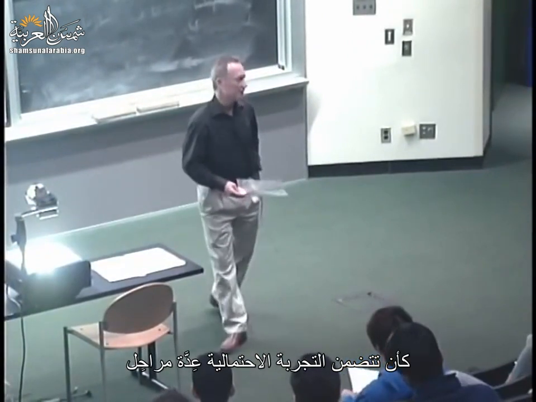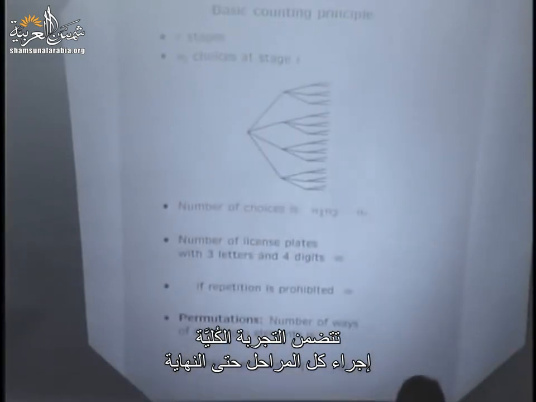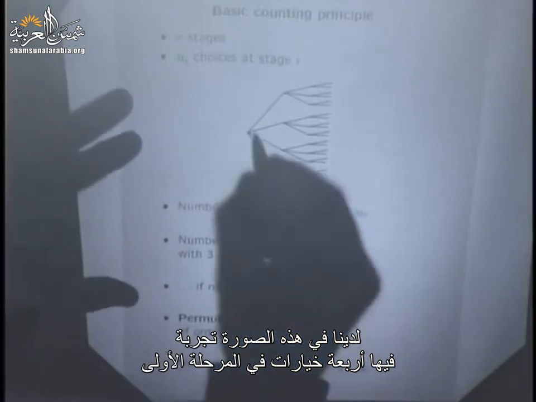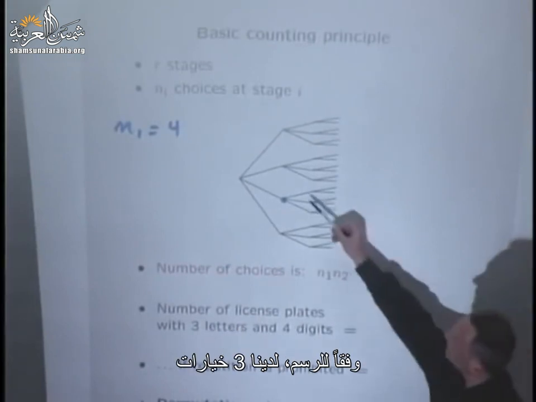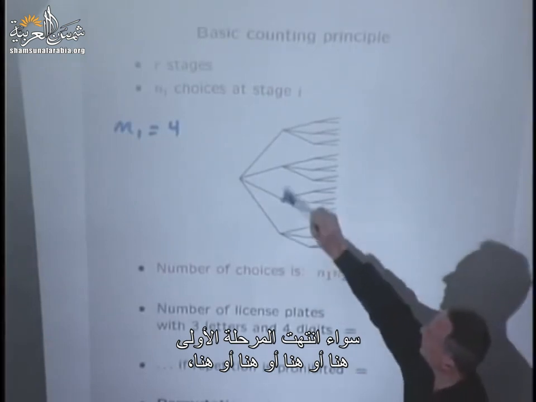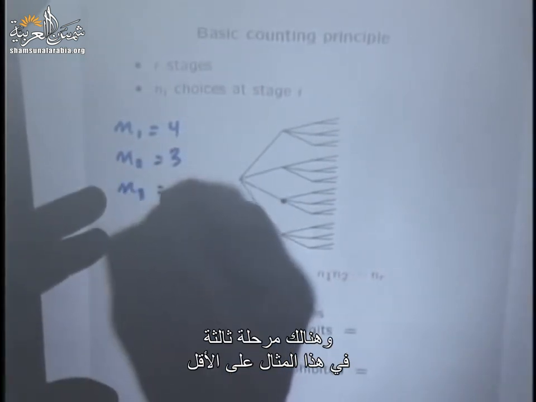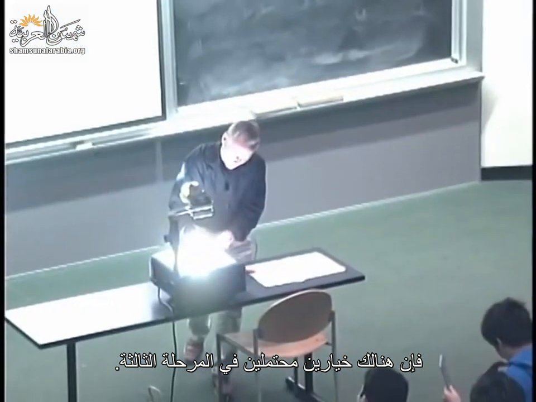So think of a probabilistic experiment that involves a number of stages, and in each one of the stages, there's a number of possible choices. The overall experiment consists of carrying out all the stages to the end, and the number of points in the sample space is how many final outcomes there can be in this multi-stage experiment. So in this picture, we have an experiment in which at the first stage, we have four choices. In the second stage, no matter what happened in the first stage, the way this is drawn, we have three choices. No matter whether we ended up here, there, or there, we have three choices in the second stage. And then there's a third stage, and at least in this picture, no matter what happened in the first two stages, in the third stage we're going to have two possible choices.